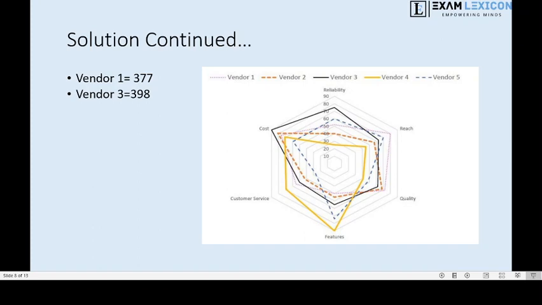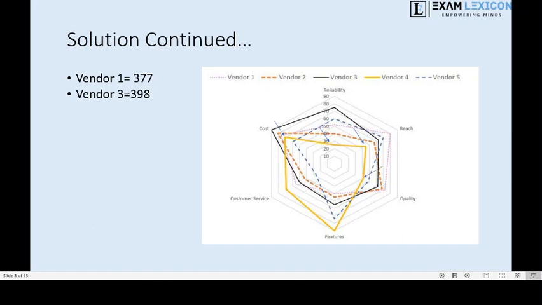We'll again start with cost. The score is just above 70, so we'll take it to be 71. Next, for reliability, its score is just below 30, so we are taking it to be 26. Then for reach, it is showing around 45, just in the middle of 40 and 50.